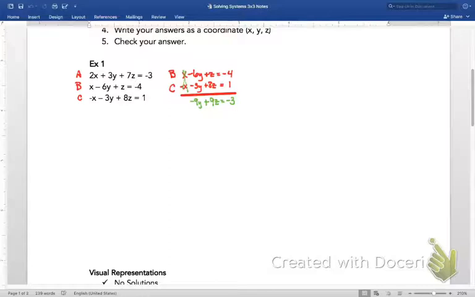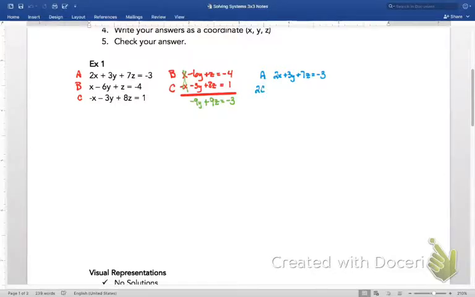I'm going to give myself a little bit more room. And I'm going to have 2x plus 3y plus 7z is negative 3. Now, like I said earlier, you're going to have to use one of these twice. Which one do you want to use again? If you want to use C again, what do I have to do to C so that the coefficient in front of the x is going to be the same? It's going to multiply by 2. So I'm going to write 2C here.